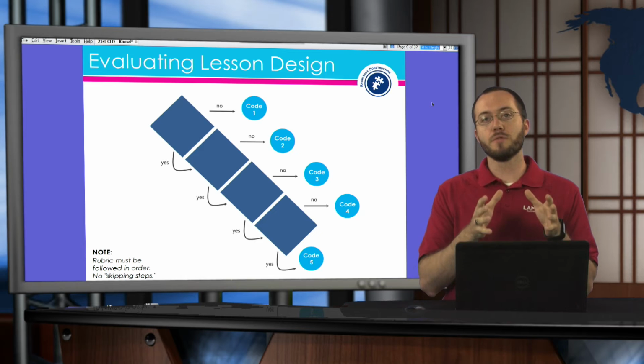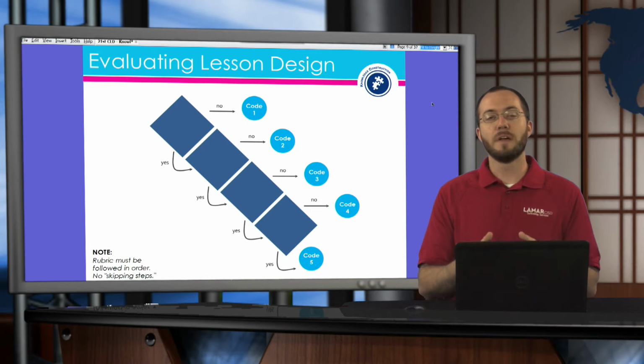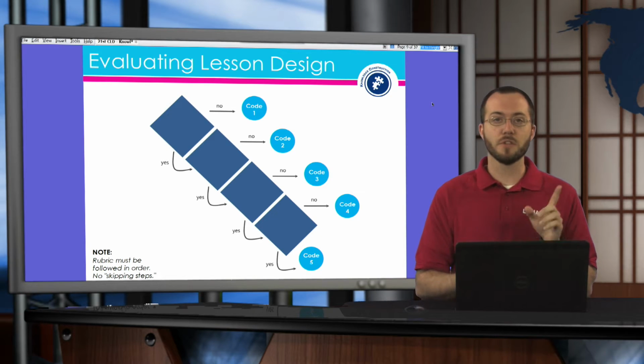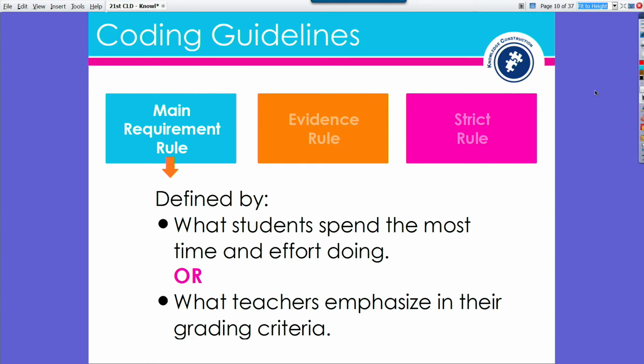But I want to walk you through, just like everything else, there's always some rules on how we use the tools, and these rubrics are no exception. For us, there are 3 rules we have to follow, so let's take a look at all 3. The first one is what we call the main requirement rule. This is just a simple yes or no question of, is whatever task we're looking at the main requirement for that dimension? And there are 2 ways we can answer yes to that question.